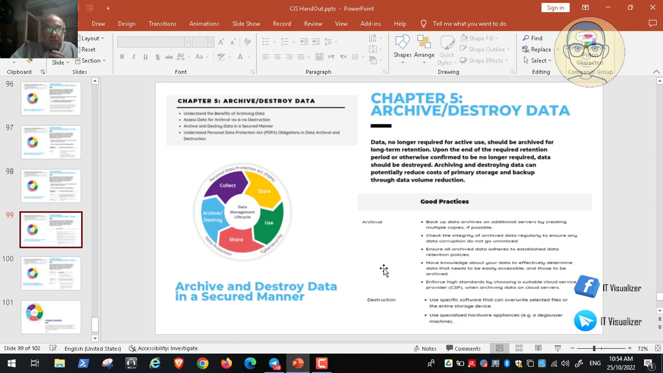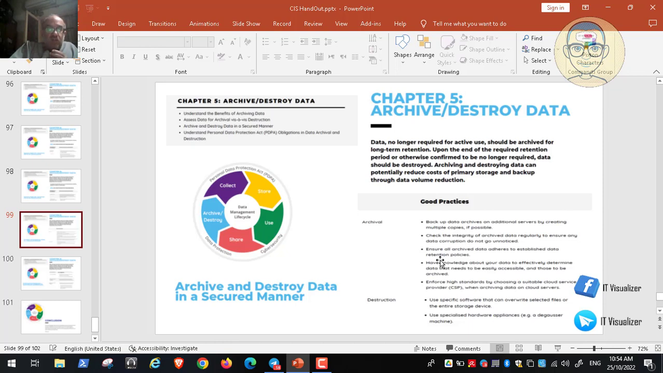Anyway, he's saying here there are some good practices when you archive the data. Back up data archives on additional servers by creating multiple copies, if possible, maybe on the cloud and local. Check the integrity of the data by making restore tests. Ensure archived data adheres to your retention policy. So you back up or archive the data on the cloud or on local storage, and then you should take into consideration the retention period, or the time that you will keep this data.